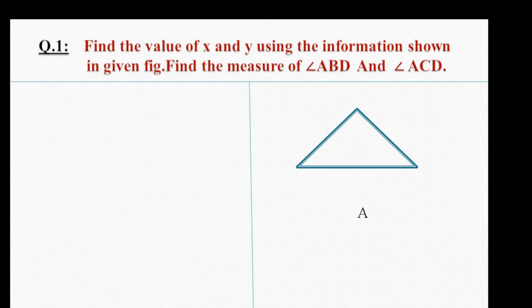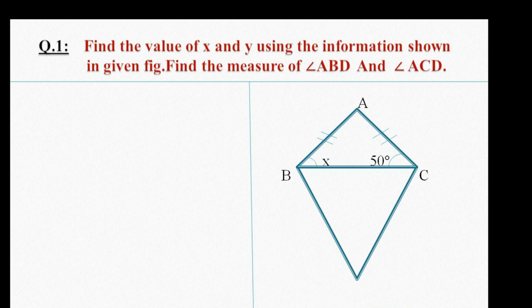Let's see the figure. This is the triangle ABC in which the segments AB and AC are given to be congruent to each other. Measure of angle ABC is given as x degree and ACB is given as 50 degree. Similarly, the other triangle is also given to you. The figure looks like a kite if you observe. The sides BD and DC are congruent to each other. And the measure of angle CBD is 60 degree and BCD is y degree.